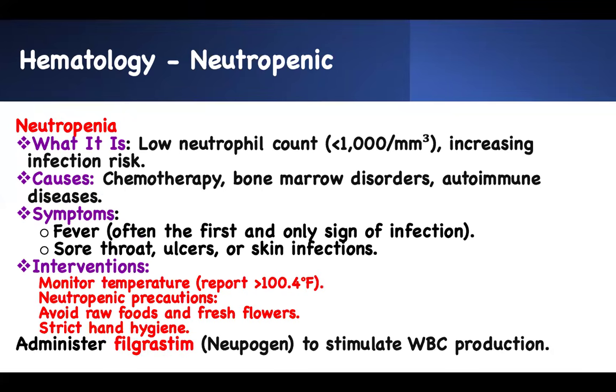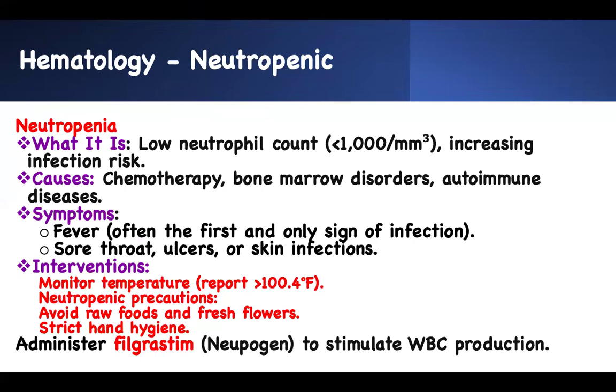You start watching them when it's less than 2,000, but less than 1,000 is really, really bad, right? It's due to chemotherapy or bone marrow suppression. And as usual, fever, always bad. They're going to have sore throat, skin infection. You monitor for signs of infection and you teach them how to prevent infection.